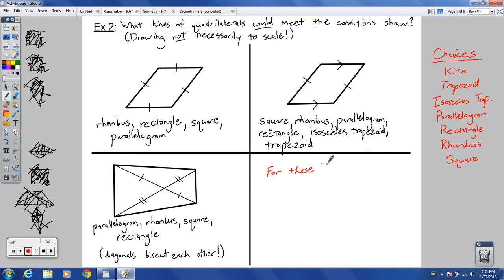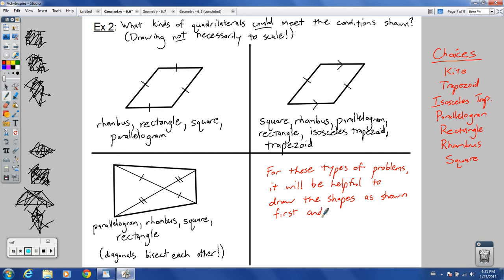For these types of problems, it will be helpful to draw the shapes as shown first, so like they are here, here, and here, if that was in your book, to copy those down on your page, and then draw examples of how each shape could fit the criteria.